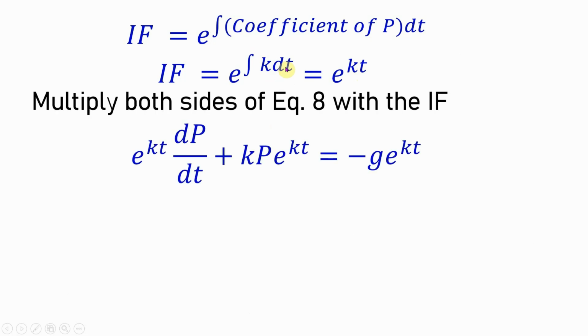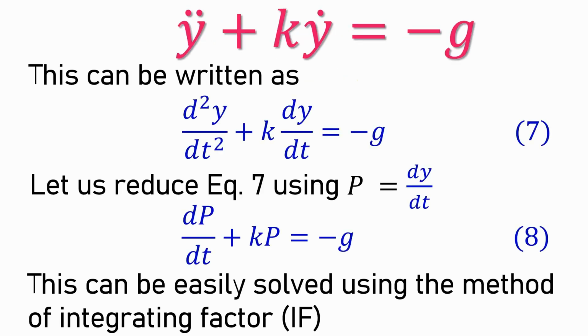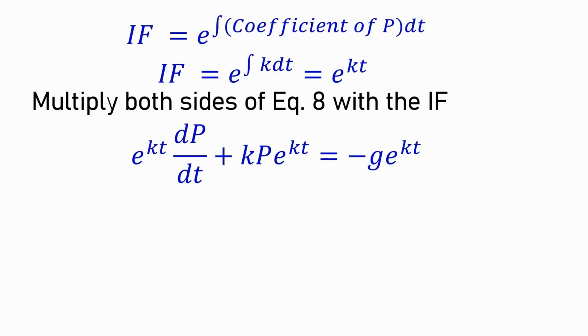Then the next thing is for us to multiply both sides of equation 8 by the integrating factor. Don't forget, this is our equation 8. So we have dp dt plus kp equals minus g. We only need to find our integrating factor, which is exponential kt. So we multiply both sides of equation 8 by this integrating factor to give us this, as you can see now.